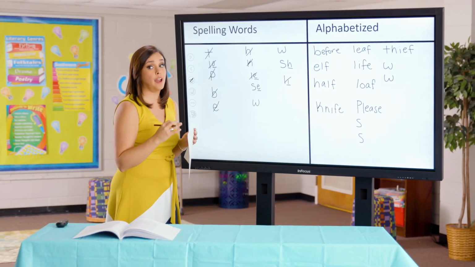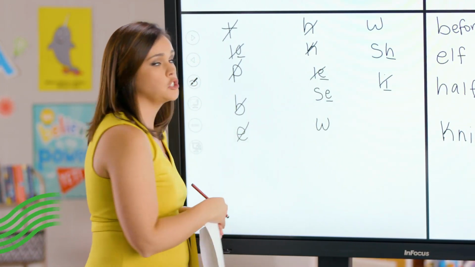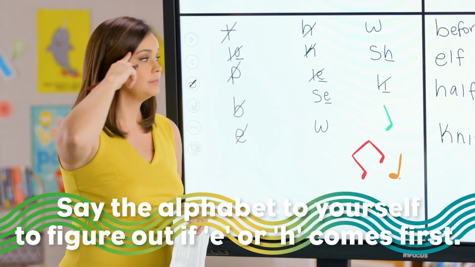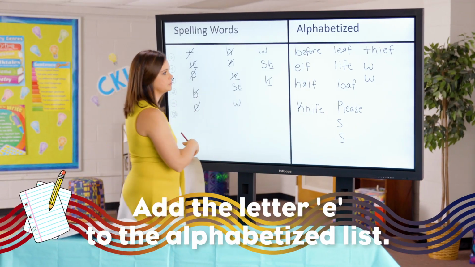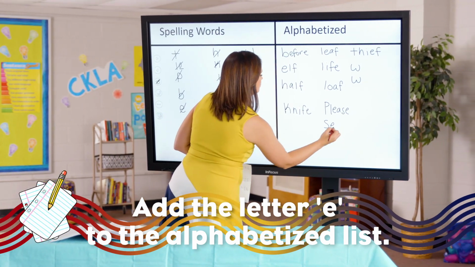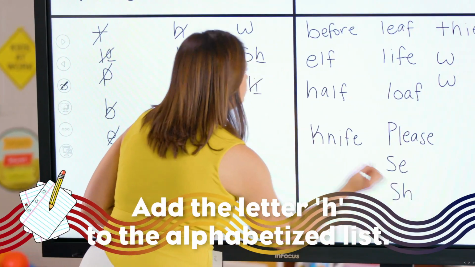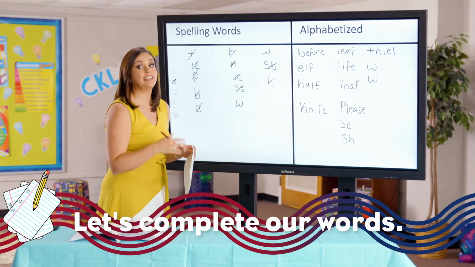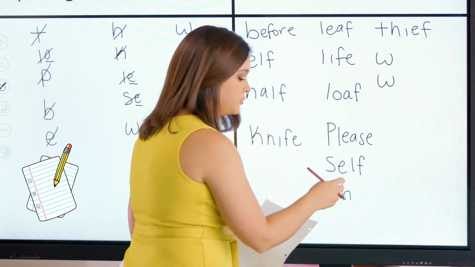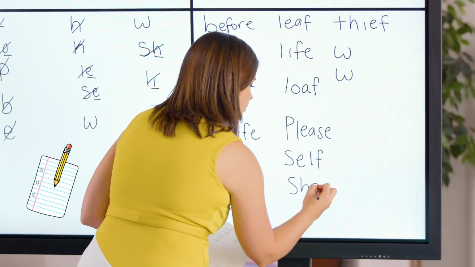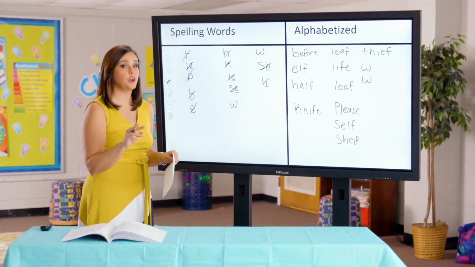Take a look at the underlined second letter. Which comes first in the alphabet, E or H? Say the alphabet to yourself. Right, E comes first. Which leaves us with H. Now we can complete the rest of these words. Self, shelf. Now we have two more words to alphabetize.